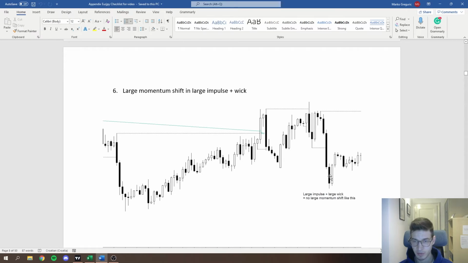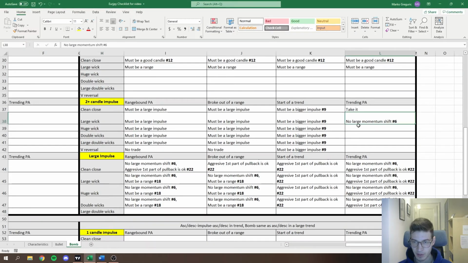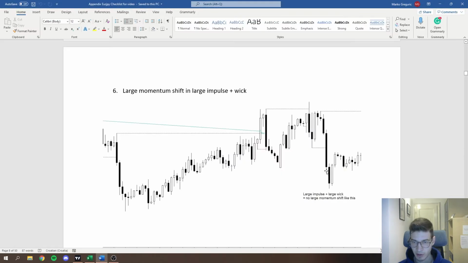We see a large impulse to the downside. We see a large wick at the end of the impulse, but then we see a large momentum shift. So this is a no trade. When I see a large momentum shift in this sort of setup, it would be a no trade for me, and I know to stay out of the trade. But if there was no large momentum shift, so if these two pullback candles didn't exist, I would then definitely look for a setup. And as I wrote down, large impulse plus large wick, no large momentum shift like this, so this is a no trade for me.